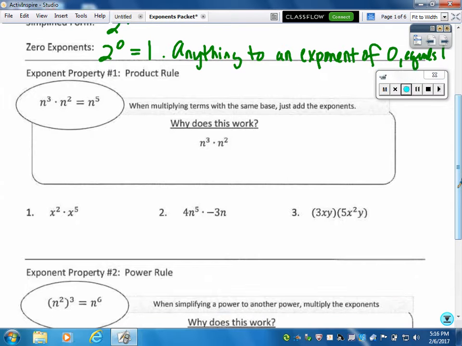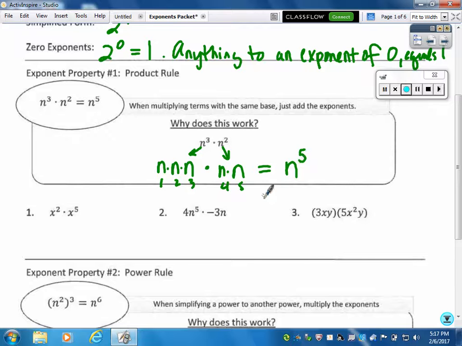So the first one's called the product rule. And product means to multiply, and that's what's happening to your bases here. Your bases are being multiplied, but what happens to your exponents is they add together. Let's see why this works. If I have n to the 3rd right here, I can write that as n times n times n. Remember, that's called our expanded form. I'm going to bring down this multiplication in between, and now I'm going to write what n squared means. N times n. So if I go and write that in its simplified form now, I have 1, 2, 3, 4, 5 of them. So the best way to write this is n to the 5th.